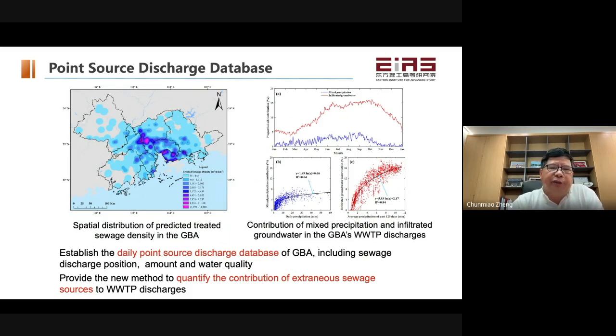And here on the left, you see the different intensity of discharge. Not only the total amount, we can even quantify the contribution of the effluent. Some of it comes from precipitation, mixed with precipitation, and also infiltrating groundwater into the pipe effluent. So we have not just the total amount, but also the contribution from different sources.